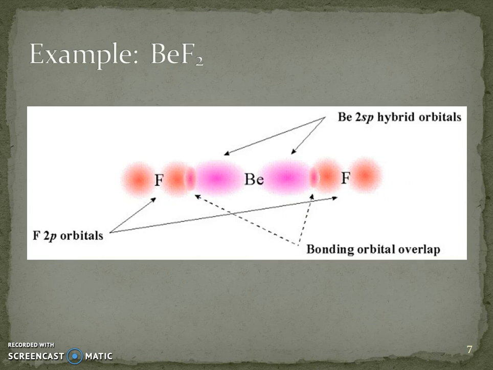So hopefully this just gives you a better understanding that when we're talking about hybridization and orbital overlap, we're just talking about the region where those electrons are being shared between two atoms.